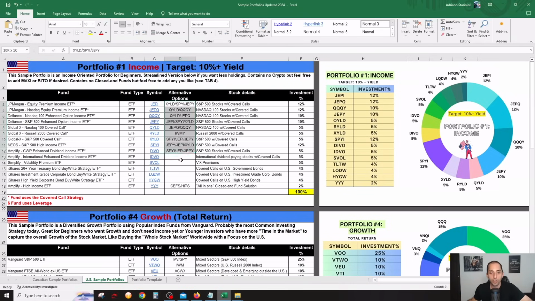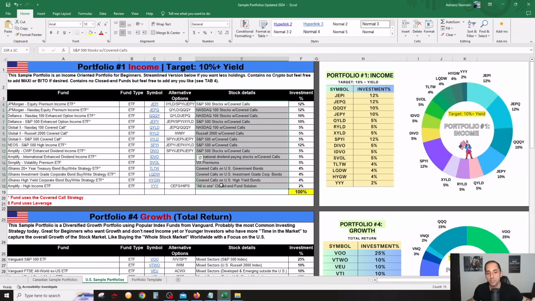And I also have a column called alternative options, which, if there's an ETF that's very, very similar, has the same exposure, the strategy is very similar, and there's a lot of different ones, like I said, there's many S&P 500 covered call ETFs, NASDAQ 100 covered call ETFs, I'm going to list them in there as well, just so you know what are some alternative options.